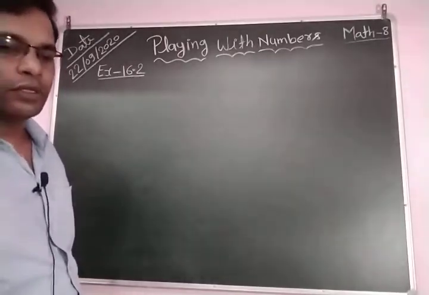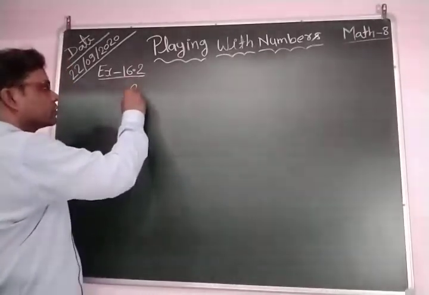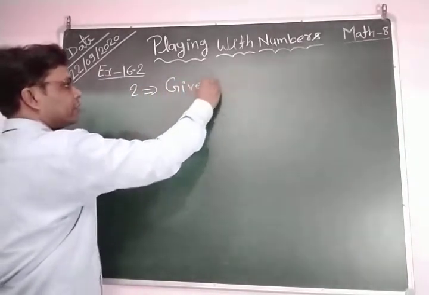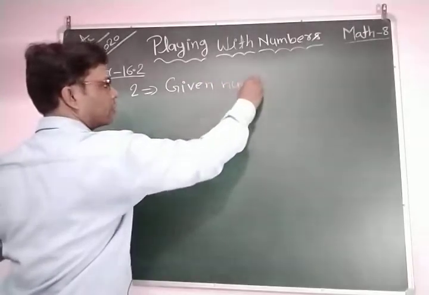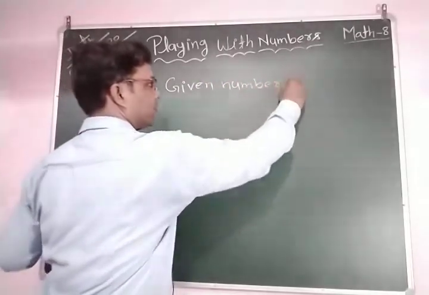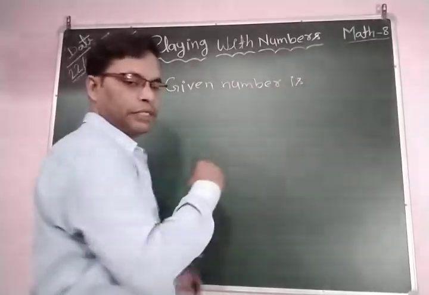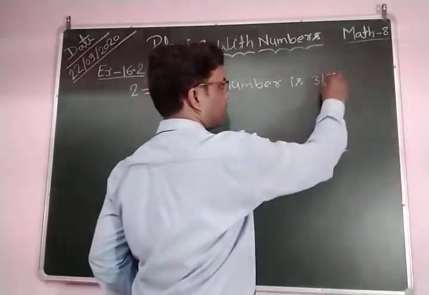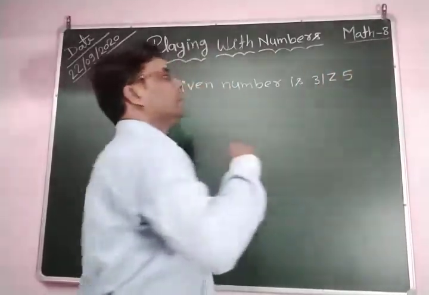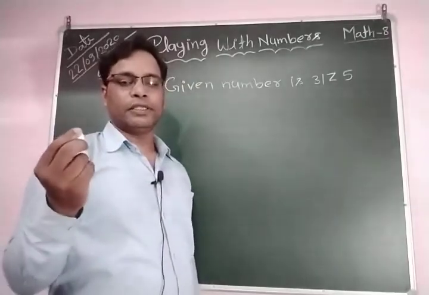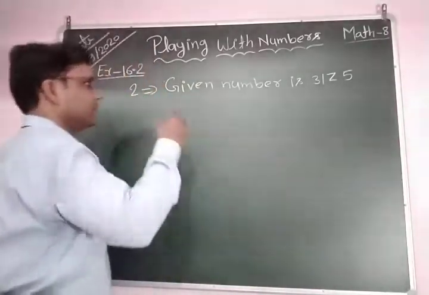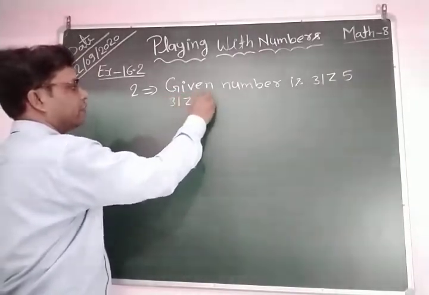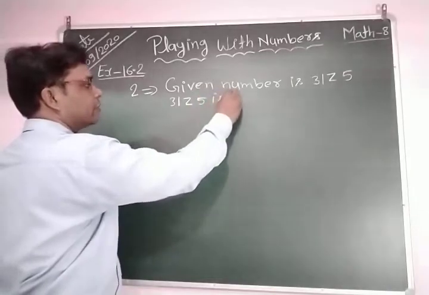In question number 2, the given number is 31z5. This number is given, and this is a multiple of 9. This is given that 31z5 is a multiple of 9.